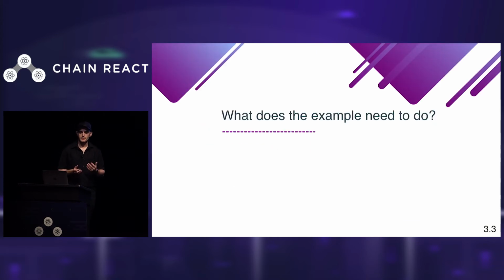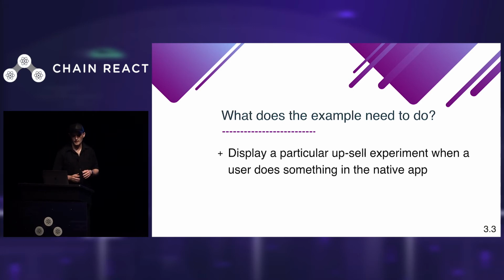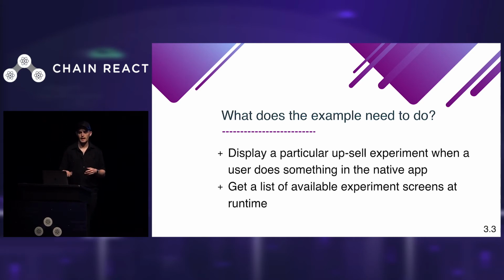So what does this example need to do, regardless of whether we were using React Native or not? Well, we need to display a particular upsell experiment when a user does something in the native app. That something might be tapping a button or an icon, or it could be when the user's account is in a certain state and they use the application at a certain time. We also need to get a list of the available experiment screens at runtime. So when the application starts up, we need a way to say, hey, what screens have you got, so that the A/B testing system can know which ones we can show you in this particular version of the app.